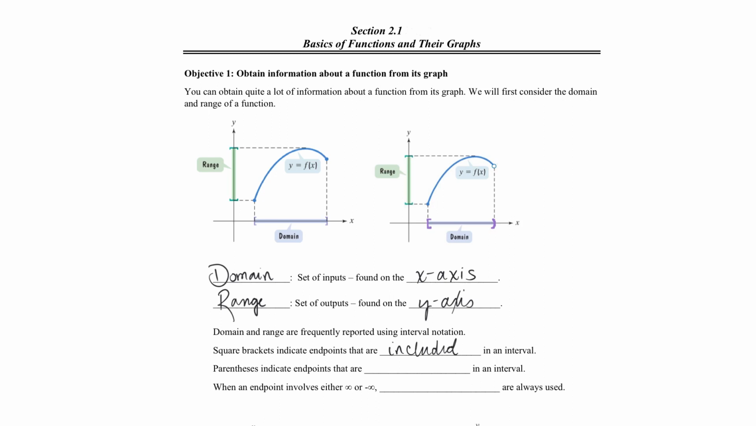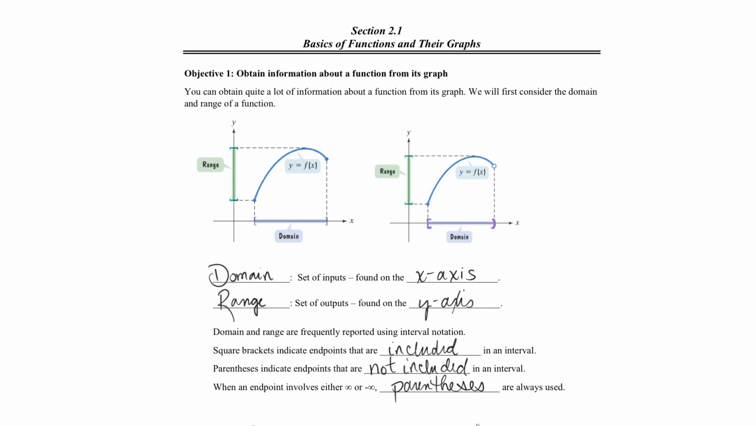And to contrast over here, this is a closed circle. I've got a bracket to indicate that point is included. This endpoint, though, has an open circle. So this endpoint is not included, and I'm going to indicate that using interval notation as a parenthesis. So parentheses indicate endpoints that are not included in an interval. And when an endpoint more generally includes either positive infinity in this direction or negative infinity in this direction, then parentheses are always used.